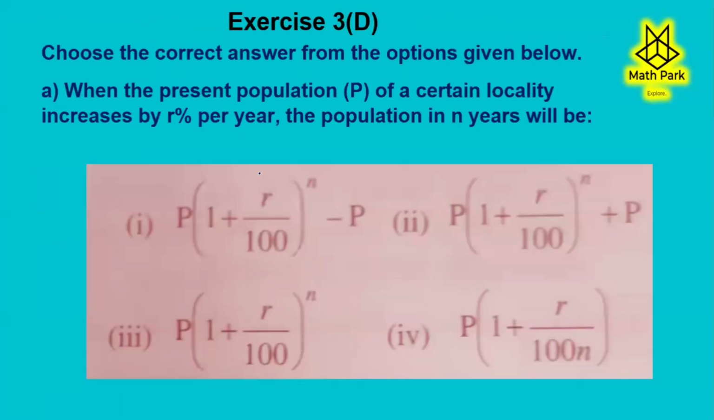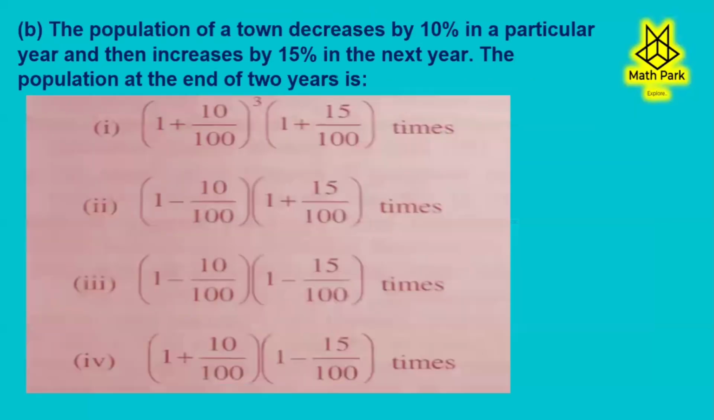Moving to exercise 3D. Choose the correct answer from the options given below. When the present population P of a certain locality increases by R% per year, the population in n years will be... So it is increasing by R% per year. Then the third option, P in bracket 1 plus R upon 100 raised to N. It is the same amount formula we are using for population also.